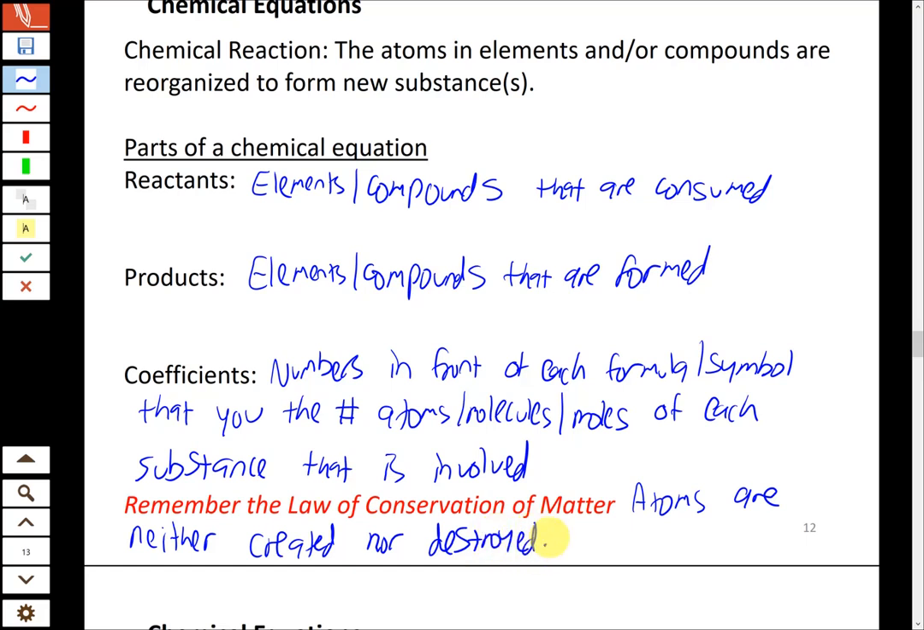So the amount of each atom in terms of its number of moles or number of atoms, however you want to think about it, and its identity is going to be the same on the reactant side of the equation and on the product side. So you're not going to create or destroy atoms during a chemical reaction.